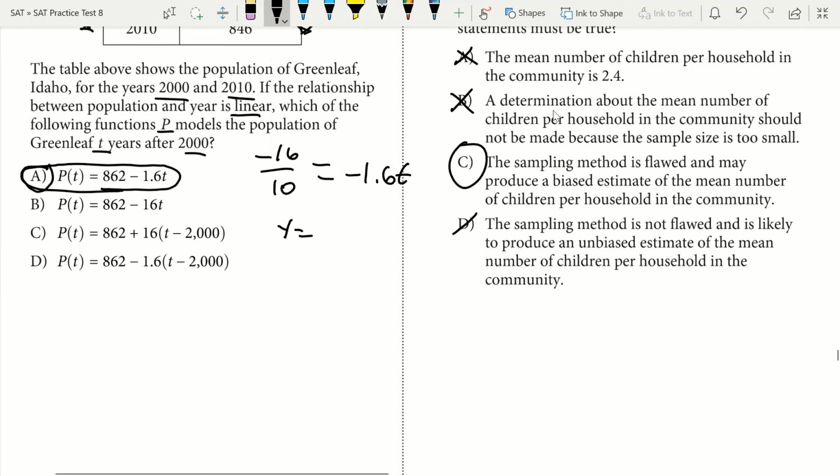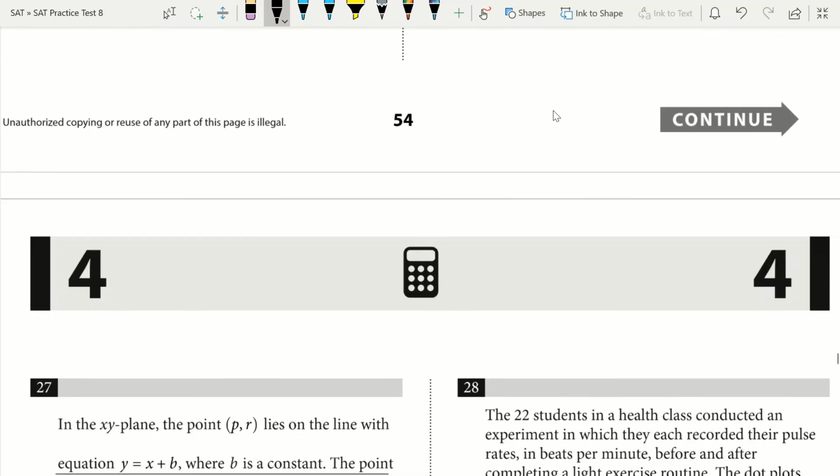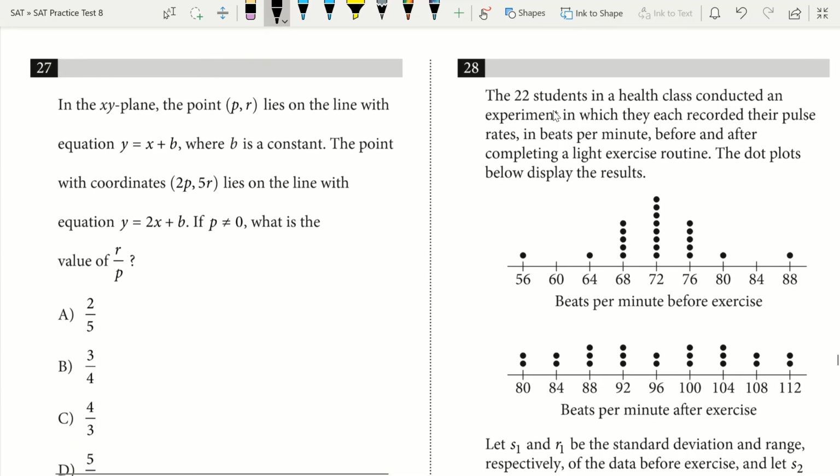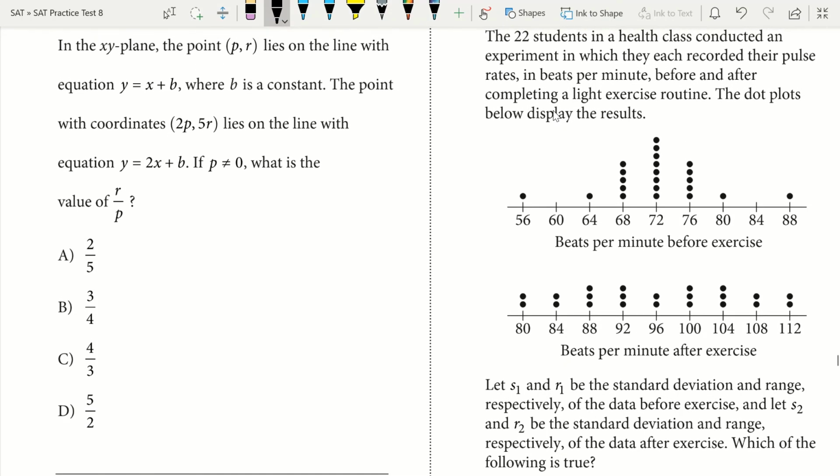D, the sampling method is not flawed, it is. So answer C there. 27, in the xy plane, the point (p, r) lies on the line with equation y equals x plus b, where b is a constant. The point with coordinates (2p, 5r) lies on the line y equals 2x plus b. If p can't equal 0, what's the value of r over p?